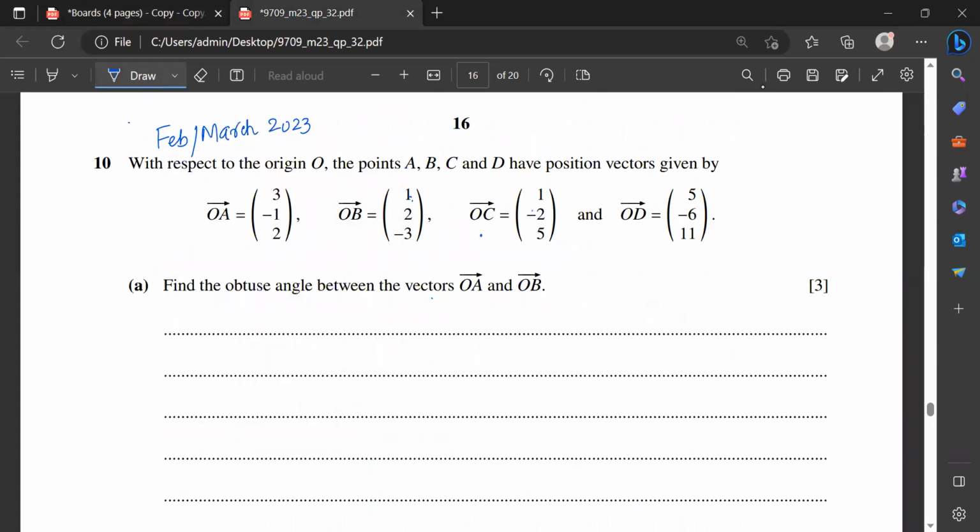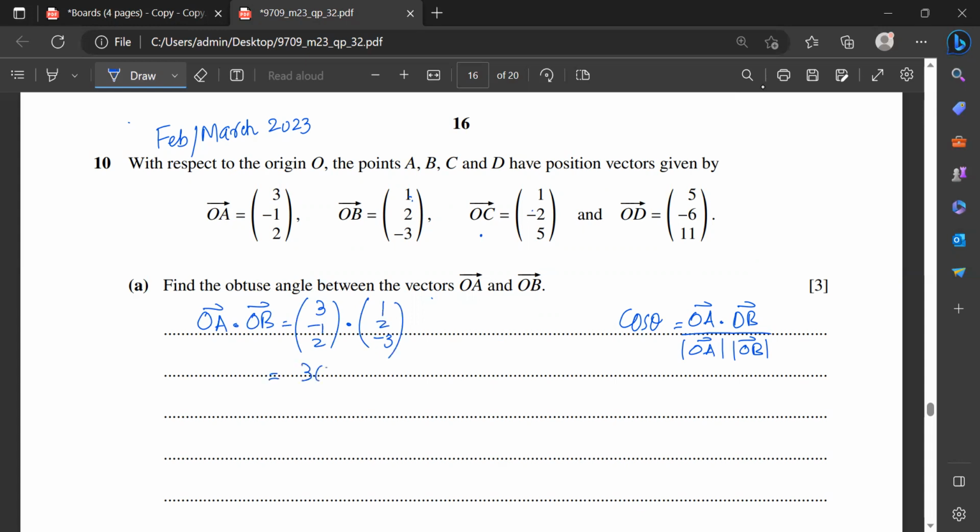So here, first of all, the two vectors are OA and OB. The formula for the angle between these two vectors, I'm writing here: cos of theta is the scalar product of these two vectors in the numerator, and the denominator is the magnitude of A multiplied by the magnitude of B. So the vectors are given. You can find the scalar product, (3, minus 1, 2) dot (1, 2, minus 3). This is also called the dot product.